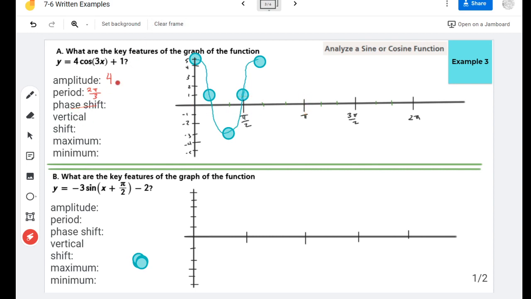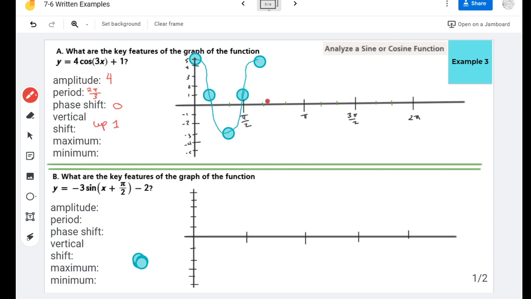so our phase shift, we didn't shift anything to the left or to the right, right? So we had no phase shift. You could see that in the equation because there's nothing being added or subtracted from the x. However, our vertical shift, we definitely saw it went up by 1.